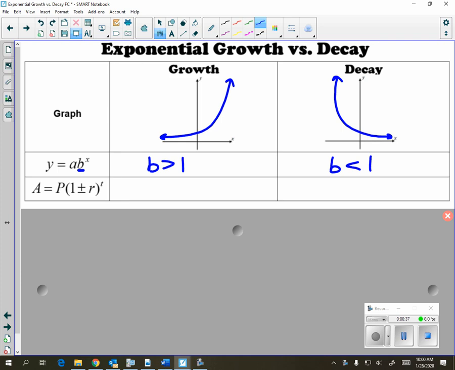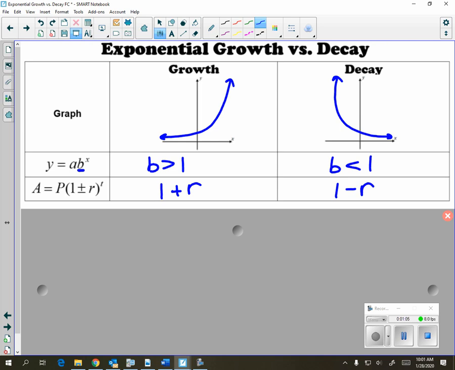So now that you know whether you're increasing or decreasing, the question becomes, how much are you increasing by, or how much are you decreasing by? The way that we know we're increasing is if we have our base now become a 1 plus r, right? Something that is greater than 1. You know you are decaying if your base is in the form 1 minus r. That gives you something less than 1.